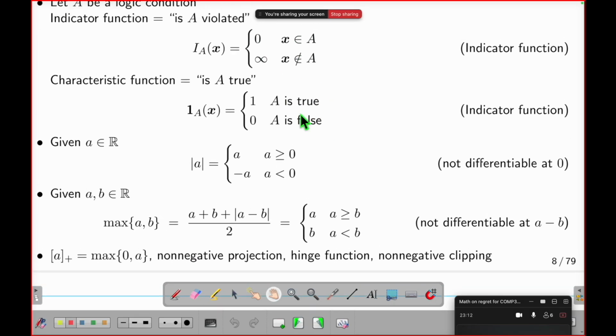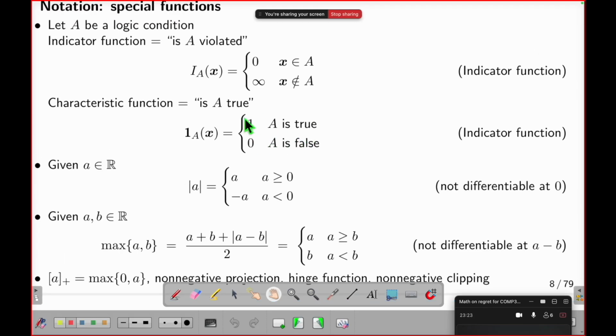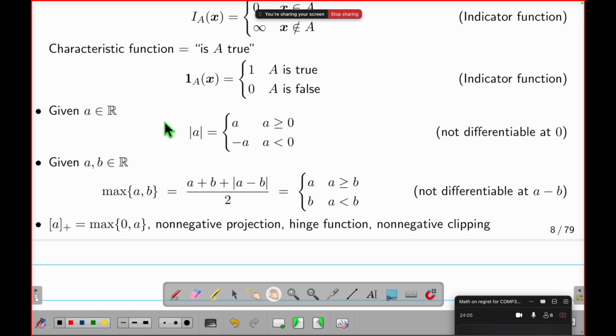Then there is the opposite. This is asking, is A violated, right? Then the opposite is, A true, and this is called the characteristic function. So what the heck? If A is true it is 1, A is false it is 0. Yeah, that's it. So you can think of it as an on-off switch. And then we also have two more. The first is the absolute value, okay? And then you have max. Max is what? Max of A, B. If A is larger, output A; if B is larger, then output B. And you can actually write down max as (A plus B plus the absolute value of A minus B) divided by 2. You can draw the picture, but I don't want to draw it anyway.